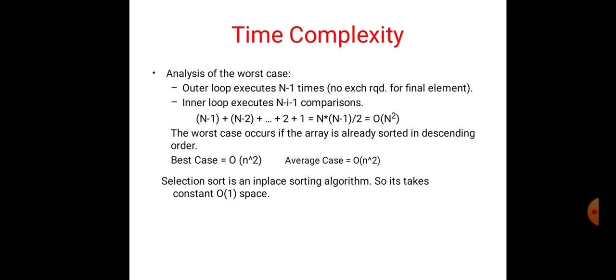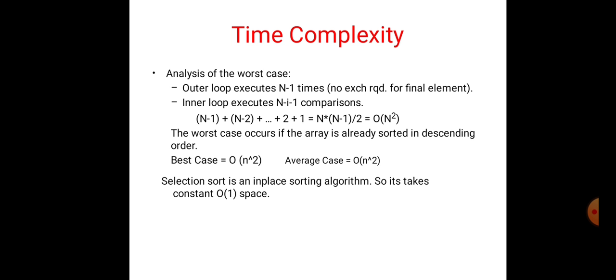Okay. Next, time complexity. In the worst case, the outer loop will be executed n minus 1 times and the inner loop n minus i minus 1 times. Why n minus i minus 1? Because the second for loop starts from j is equal to i plus 1, right? So the last position will be one minus. So n minus 1 plus n minus 2 and so on will give big O of n square. So the worst case, best case and average case all lead to big O of n square.